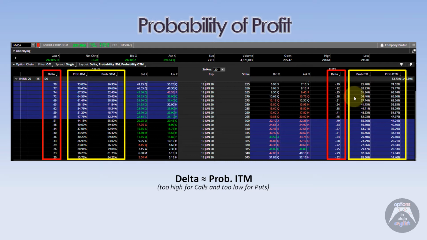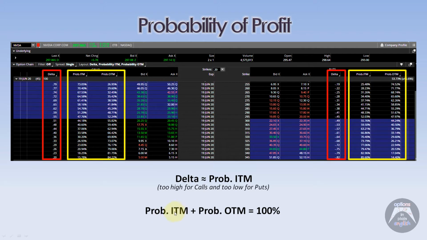But if you do have access to probabilities of expiring in the money or out of the money, then you probably should use those. And this is what we're going to do here. Now, of course, this sounds kind of logical, but it's worth stating.